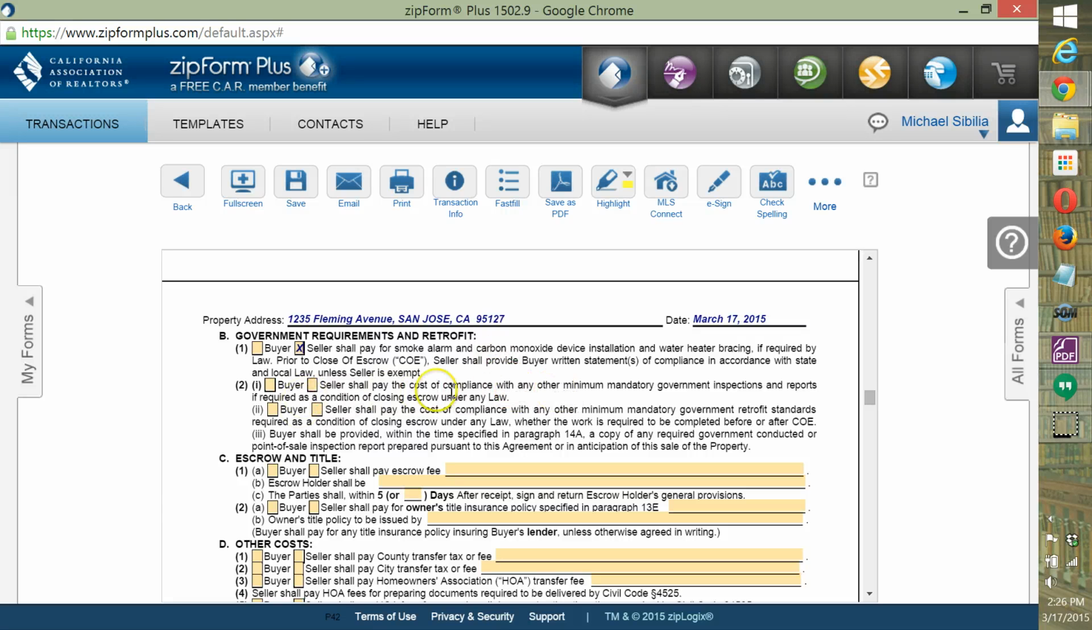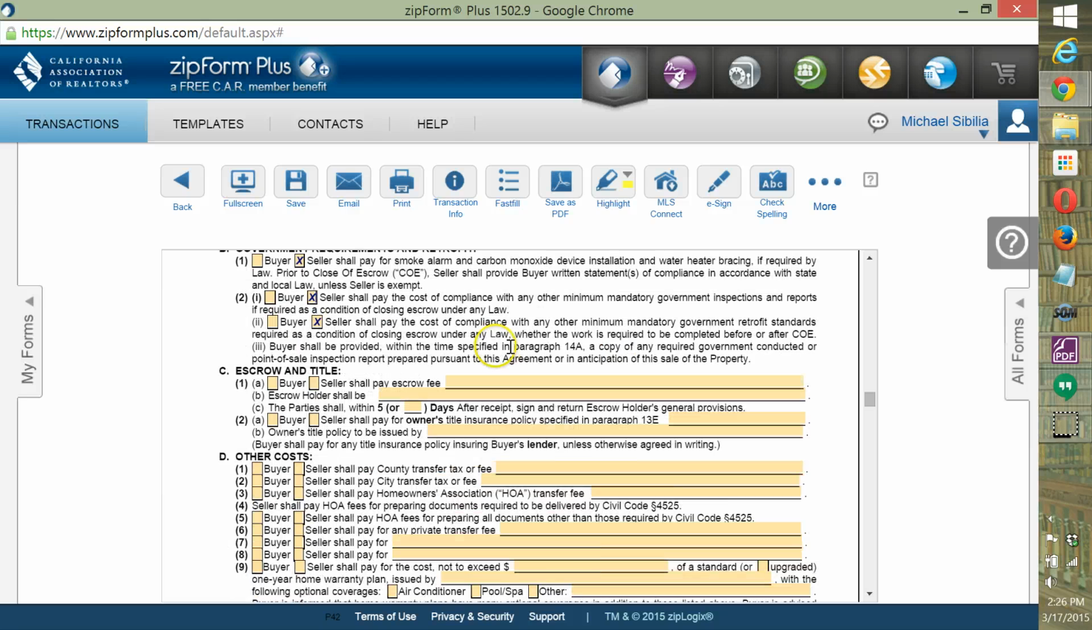Buyer and seller, the cost of compliance with other minimum mandatory retrofits, you could click buyer or seller, but we don't really have very many. I can't think of one that applies in Santa Clara County yet. Santa Cruz County has low flow toilet and shower and other kinds of retrofits. Some counties have minimum standards for insulation. But in a typical market, we'd be checking those boxes that way.